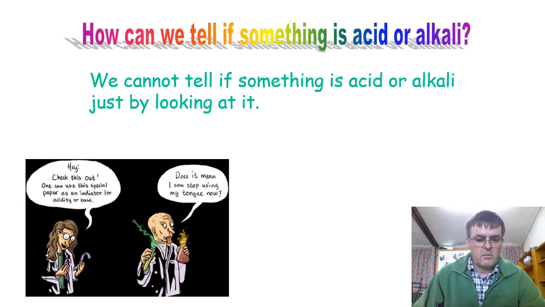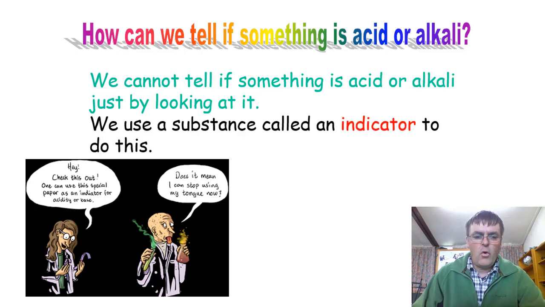So here's a little cartoon. Check it out. We can use a special paper as an indicator for acidity or base. Does that mean I can stop using my tongue? Well, you shouldn't be tasting things in the lab. So we've got something else that's called an indicator that will help us decide if it's acid or base. Is this like indicators on your car that tell people around you which way you're going to go?